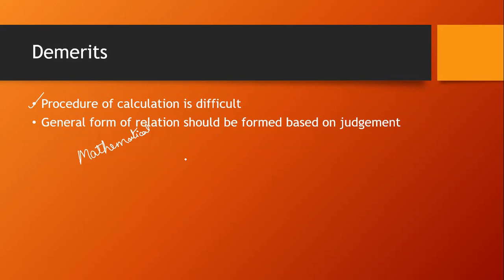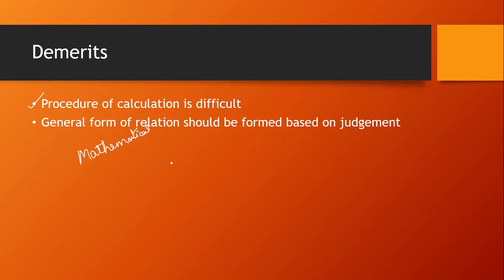Second one, general form of relation should be formed based on judgment. Okay, one particular equation to calculate the trend value is there. But to get the value of that equation, you have to form one more equation. That is based on your judgment, so that is difficult in this method. So that is one of the difficulties in this method.